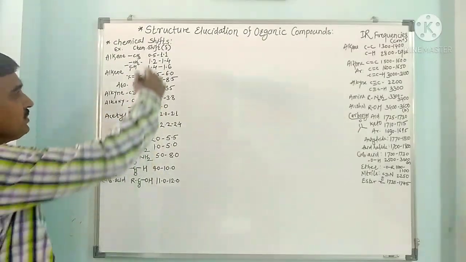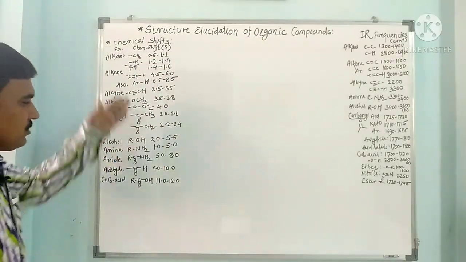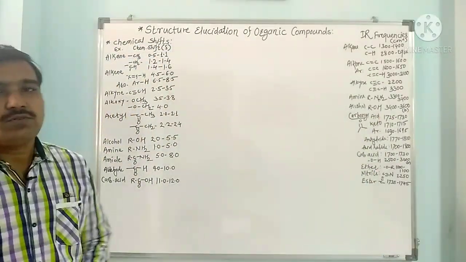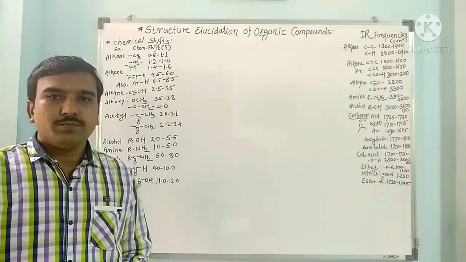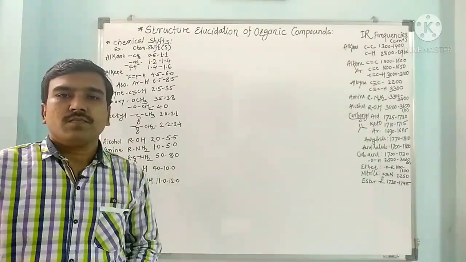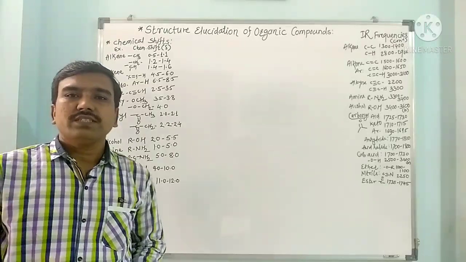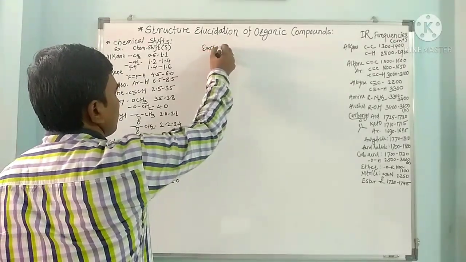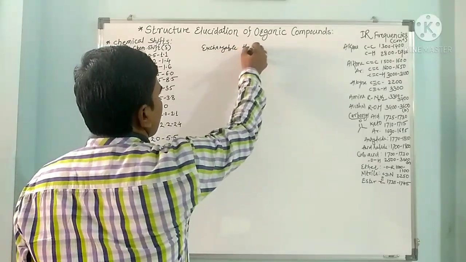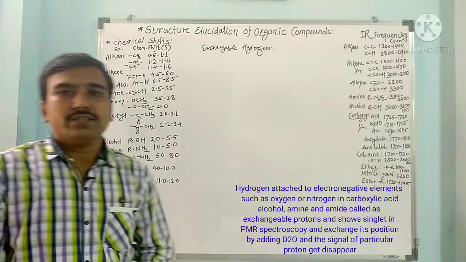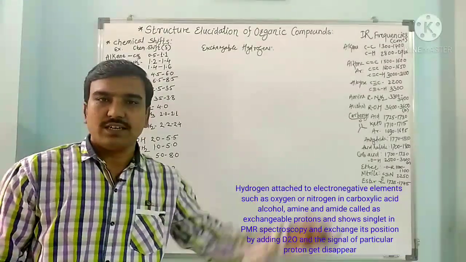Here I have written some important chemical shifts, along with some IR stretching frequencies of the particular bonds present in organic compounds as functional groups. Before that, we have to see the importance of exchangeable protons, that is, exchangeable hydrogens. These exchangeable hydrogens are attached to electronegative elements such as oxygen and nitrogen.